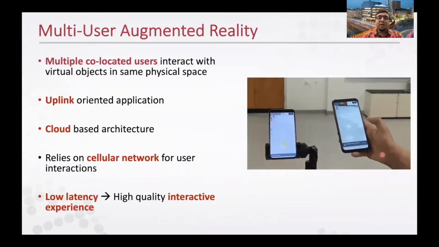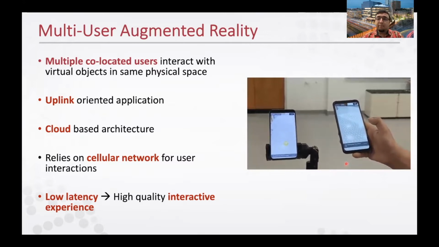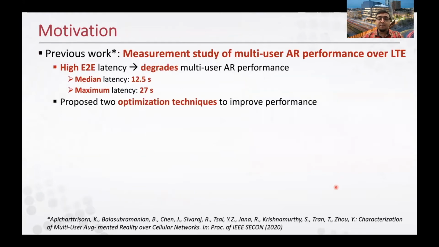So what is multi-user AR? As you can see in this video, multi-user AR allows multiple co-located users to interact with virtual objects in the same physical space. It is mainly an uplink-oriented application, and most multi-user AR applications have a cloud-based architecture. It relies heavily on the cellular network for user interactions, and hence it requires low latency for a high-quality interactive experience.